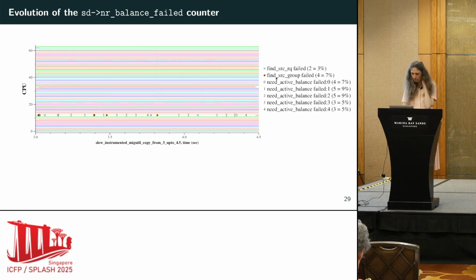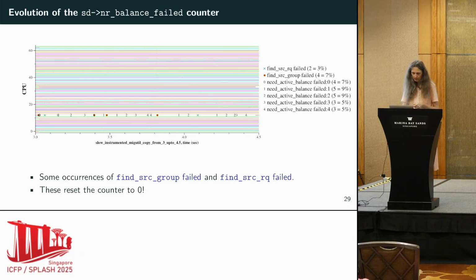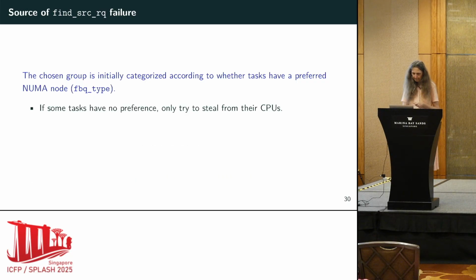So again, we have these 2 functions. The ones at the top: if we decide that there's no overloaded run queue, then we fail. If there's no group that is overloaded, then we also fail. Remember, we definitely have overload, so it's very surprising that this happens so frequently. So again, we can go back and look at the code to see what's going on.